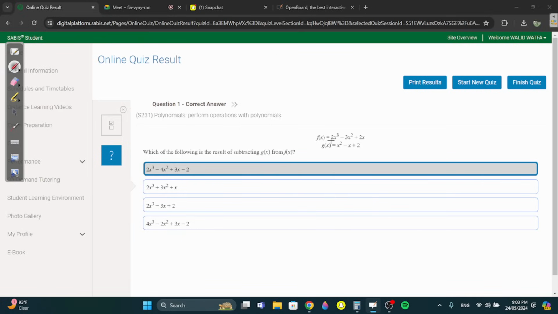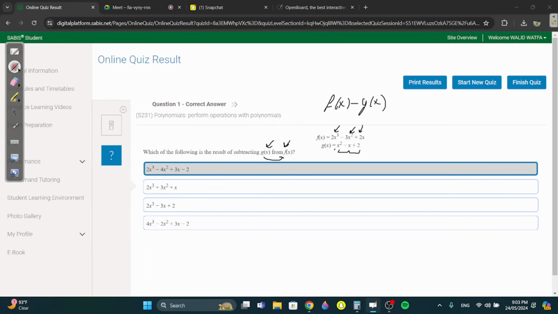Question 1 is very easy. I don't know why they give you this, but what's the result from subtracting g of x from f of x? So basically, you're subtracting g of x from f of x. So f of x minus g of x. Okay, and I think everybody in grade 10 should be able to do this. Okay, f of x is 2x cubed minus 3x squared plus 2x. g of x is x squared minus x plus 2. Okay, so how would I subtract?